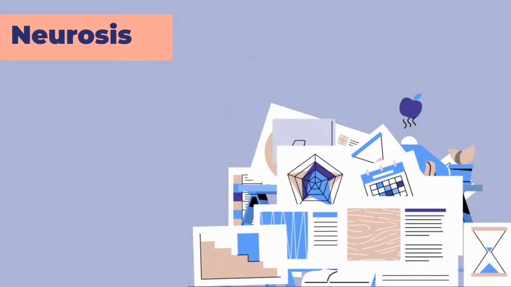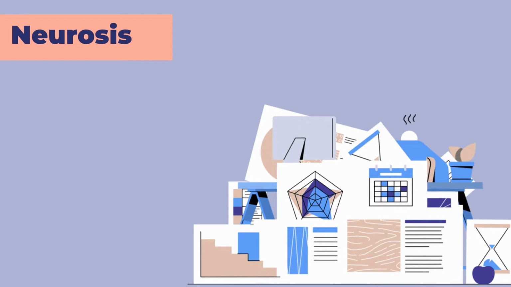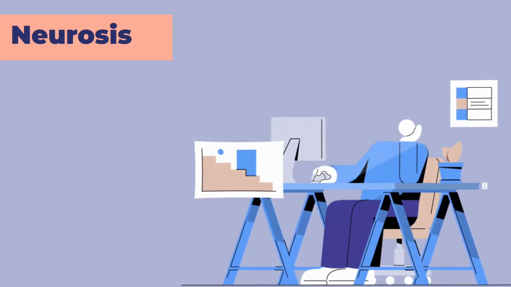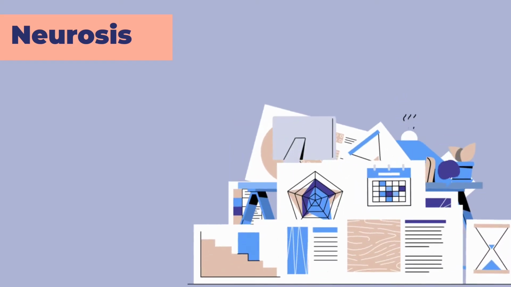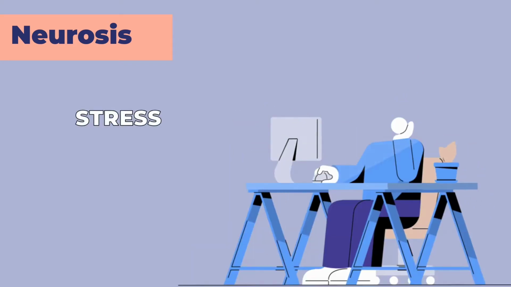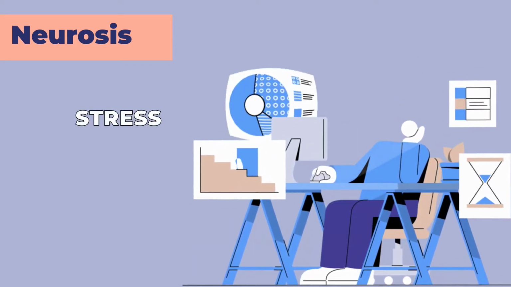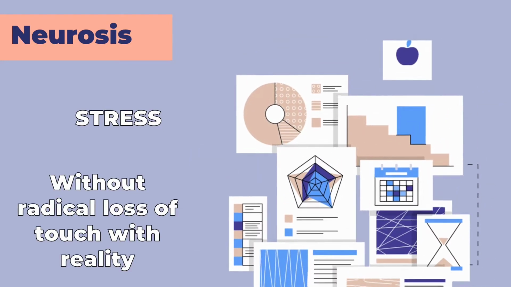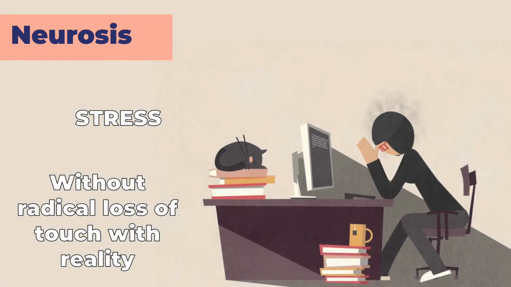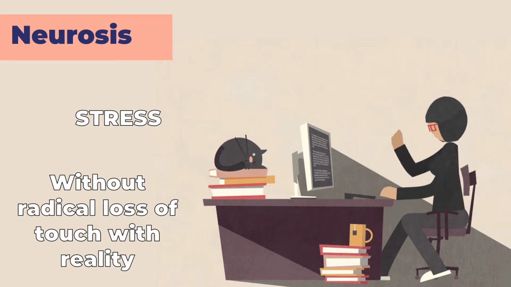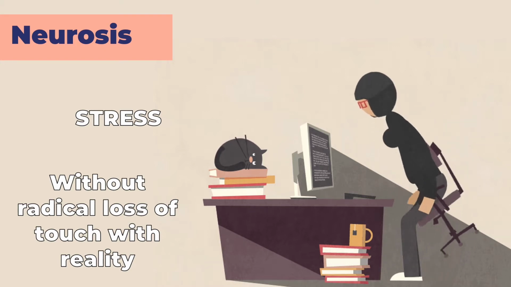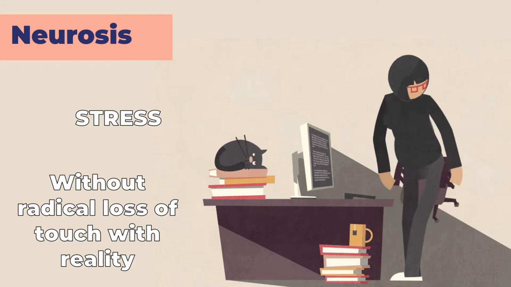So what is neurosis? Neurosis is a mild mental disorder not arising from organic disease. Instead, it can occur from stress, depression, or anxiety. But without radical loss of touch with reality, meaning that the person is still able to do their work, but maybe it can be hard sometimes.